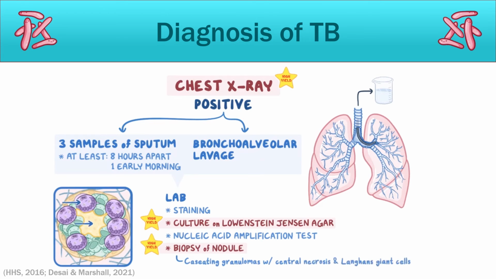Once a chest x-ray is performed, it's very important for medical staff to collect samples from either the sputum or via a bronchoalveolar lavage, which is where a bronchoscope is inserted through the mouth or the nose into the lungs, and fluid is squirted into that area, as you can see over here, and then the fluid is collected, ta-da, in your little beaker. These samples can then be sent to a lab for staining, cultures, PCR, and other tests to look for evidence of that Mycobacterium tuberculosis bacteria.